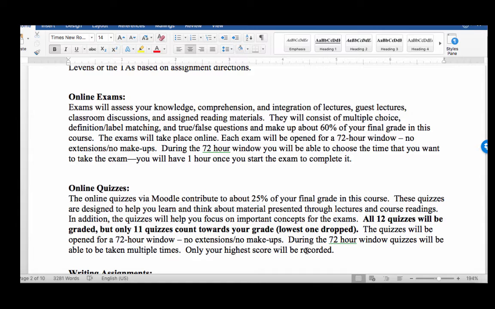So if you take the quiz the first time and you get 7 points, you take it again the next time and you get 8 points, you take it again a third time and you get 10 points, or a fourth time, or whatever, it is the 10 points, the highest score that you have, that will be recorded. I also want to let you know that the quizzes are 10 questions each, but the quiz bank is much higher, so you will not necessarily see the same questions each time. So it's also beneficial for you to take the quizzes multiple times so that you will see a larger range of questions.